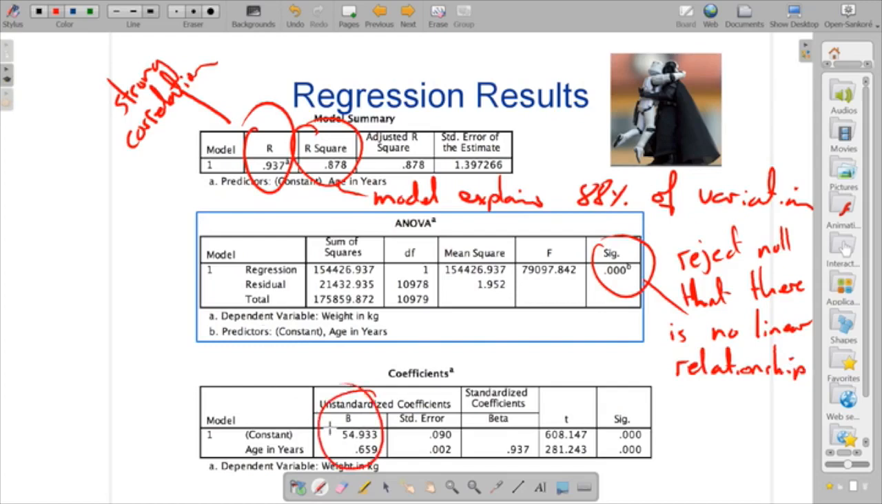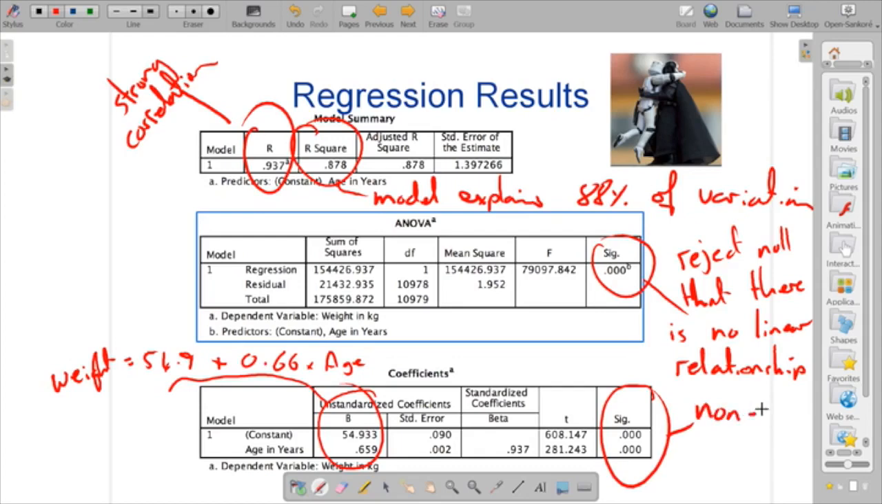These ones allow us to compute, given an age, the likely weight. So we can actually write an equation which looks something like weight equals 54.9 plus 0.66 times age. And that tells us non-zero coefficients.